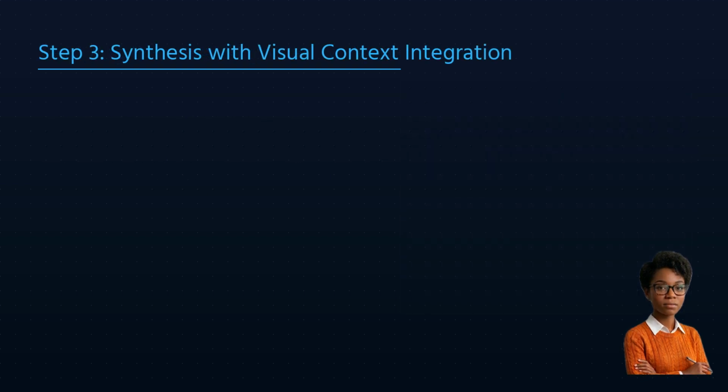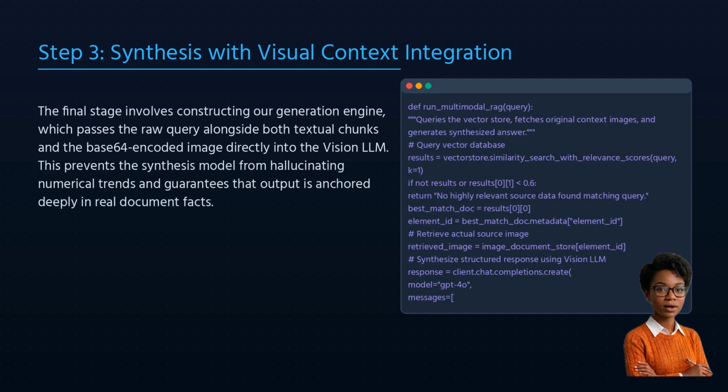Let's code our generation pipeline. On screen, you can see how we fetch the matching document summaries, retrieve the exact base64 context, and feed them into GPT-4o.